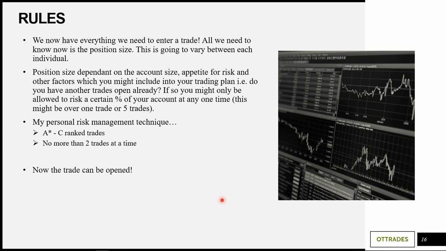Now, if you didn't have any limit, you could have 10 trades open all at 2%. And that's all well and good, but if they all lose, you've immediately lost 20% of your entire account. And that's not a good thing. So that might be part of your trading plan: only risk a certain percent of your account at any one time, might be over one trade or five trades.